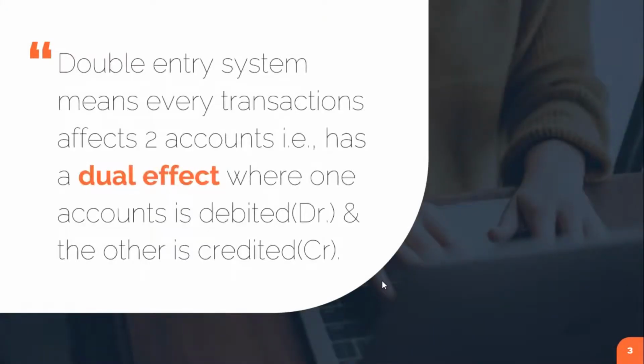Double entry system means every transaction affects two accounts, that is, has a dual effect where one account is debited and the other account is credited. So whenever we do a transaction, it will always affect two accounts in which one account will be credited and the other account will be debited. Let's understand this with an example.